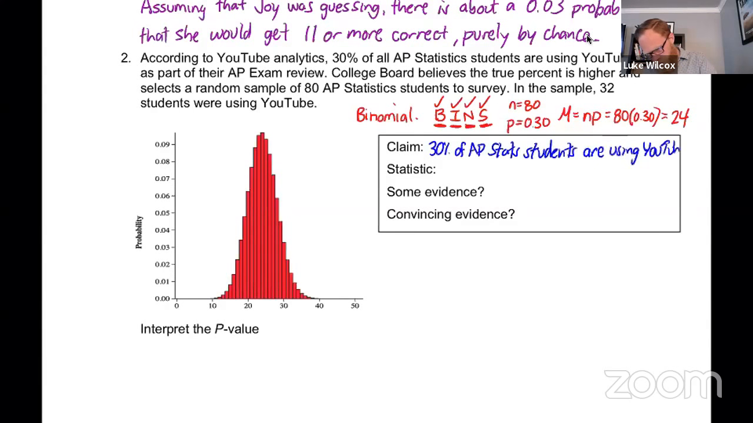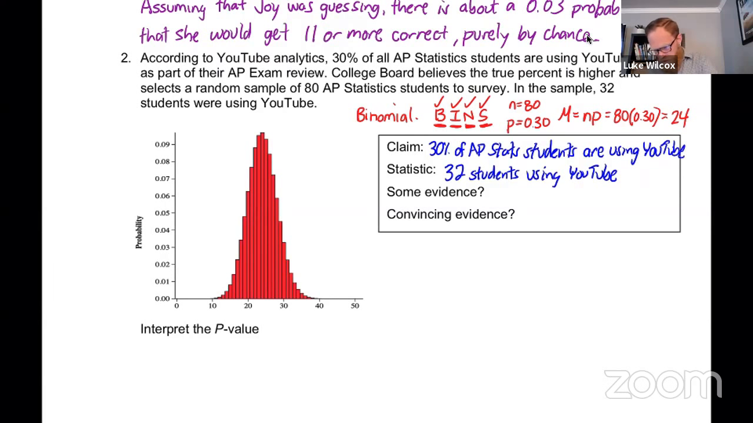And the College Board wants to try and collect some evidence against that claim. So they did, and that's where we get our statistic, which is the observed outcome from the sample survey. What we got there was that 32 students are using YouTube. So the next question is, does this provide some evidence that the true percent is higher than 30?